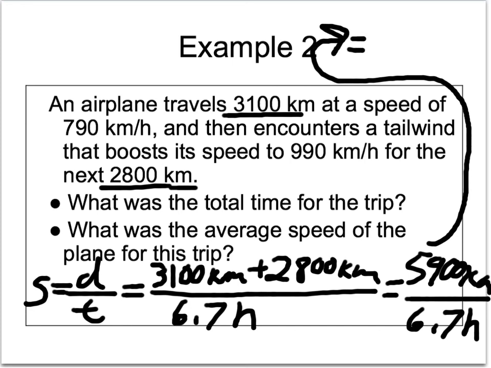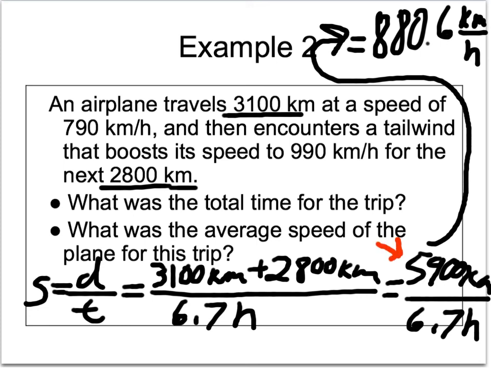And I get the average speed was 880.6 kilometers per hour, rounding to the nearest tenth. So notice I just took total distance, 5,900 kilometers, divided by total time, 6.7 hours, to get the average speed. That's all it is, total distance over total time.